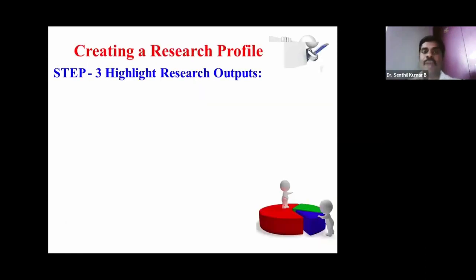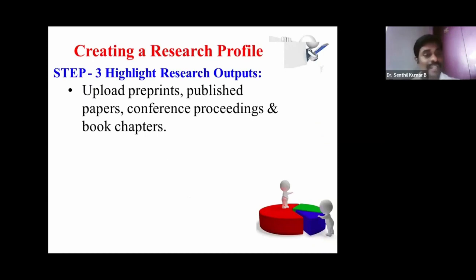Coming on to step 3, you have to highlight your research output. So this is very important. So whatever you have done so far in your research, you have to highlight it. Now let us see what can be added here. You can upload your preprints, published papers, conference proceedings, and book chapters.